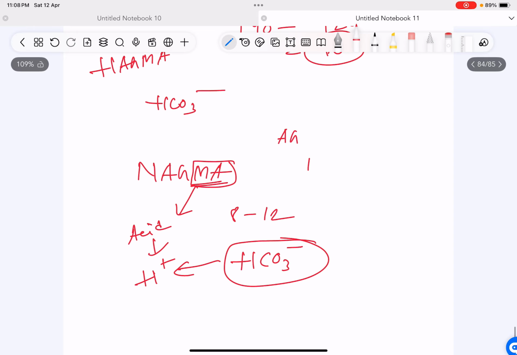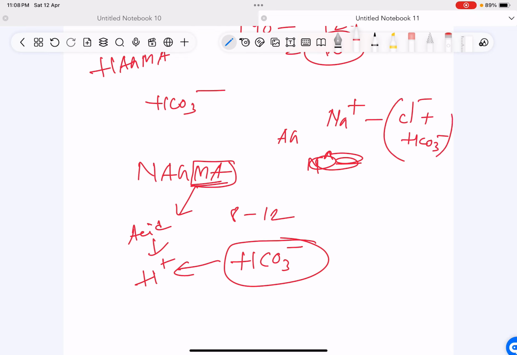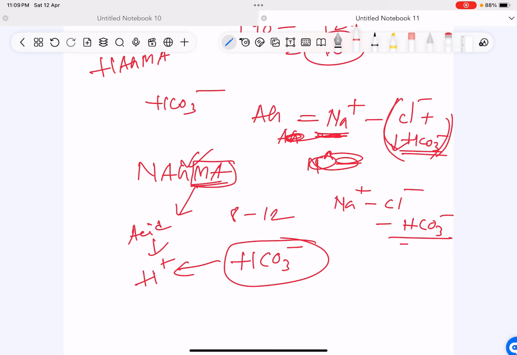Because anion gap is sodium minus chloride and bicarbonate. So your bicarbonate level is going down. If it is going down, it must go down because it is a metabolic acidosis. If it must go down, then how come you have a normal anion gap? Because anion gap is sodium minus chloride minus bicarbonate. How come it is still normal?